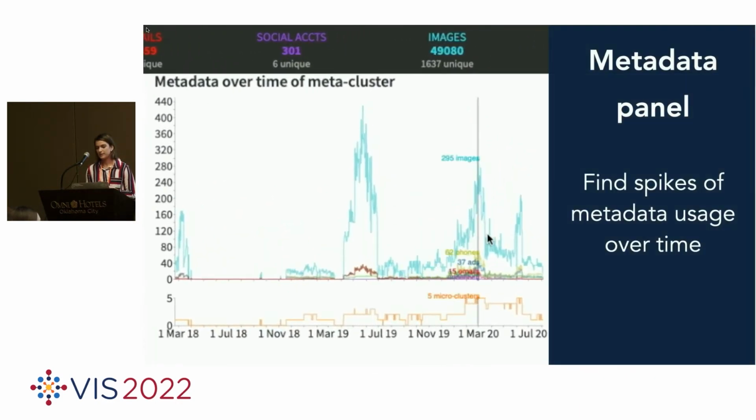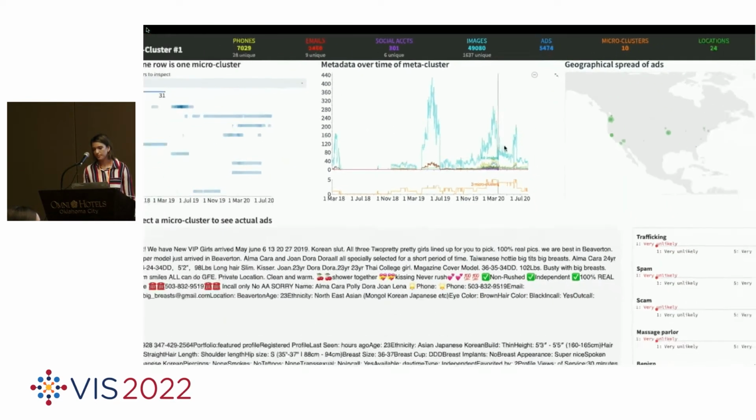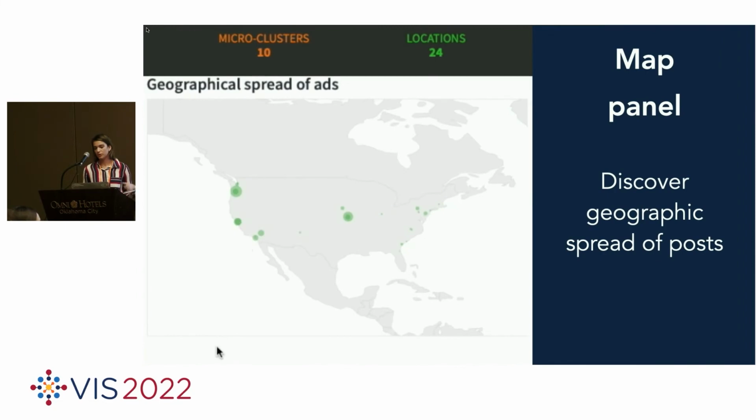The next is the metadata panel, where they can find spikes of metadata usage over time. Here in particular, we see that in summer of 2019 there were a lot of images posted, probably more than an individual sex worker could have posted on their own. Then the third panel shows the geographical spread of posts. This is called the map panel. Here we can see nationally spread activity, as opposed to what we sometimes see as regional or just in one area.